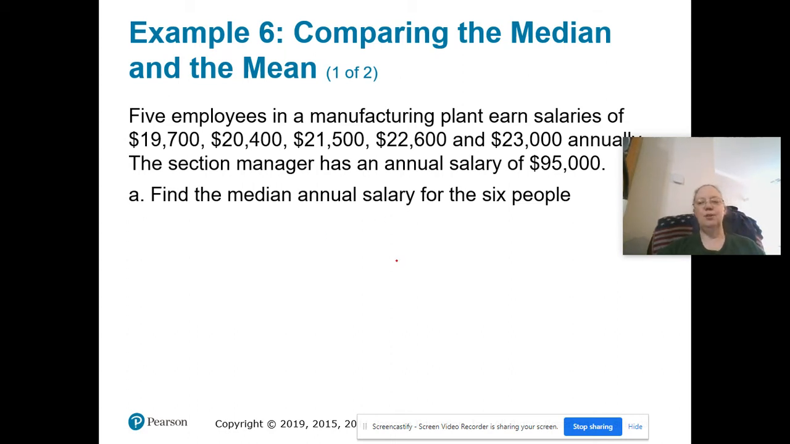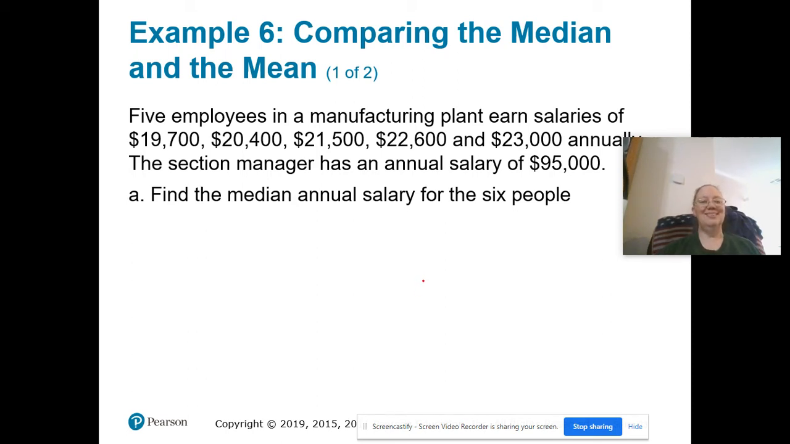by the way, when we do measures of central tendency, what we're trying to figure out is how the average person, what's happening with them. Measures of central tendency kind of tell us the middle. So the mean is supposed to measure the middle, how the average person gets paid in this particular example.